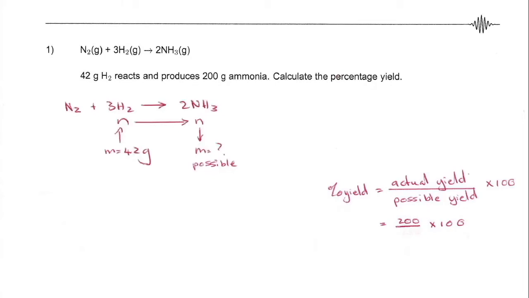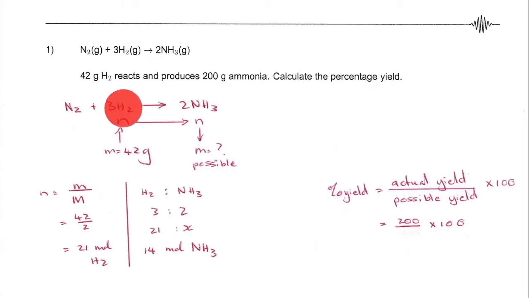I'm going to use my equation. I'm going to use the mass of 42 grams that they put in, and I'm going to work out what is possible. So here I'm going to start by converting that mass to moles. Then a quick conversion from H2 to NH3. They're in the ratio 3 to 2, and that tells you that there's 14 moles of NH3 produced. And then I'm going to convert that to mass.